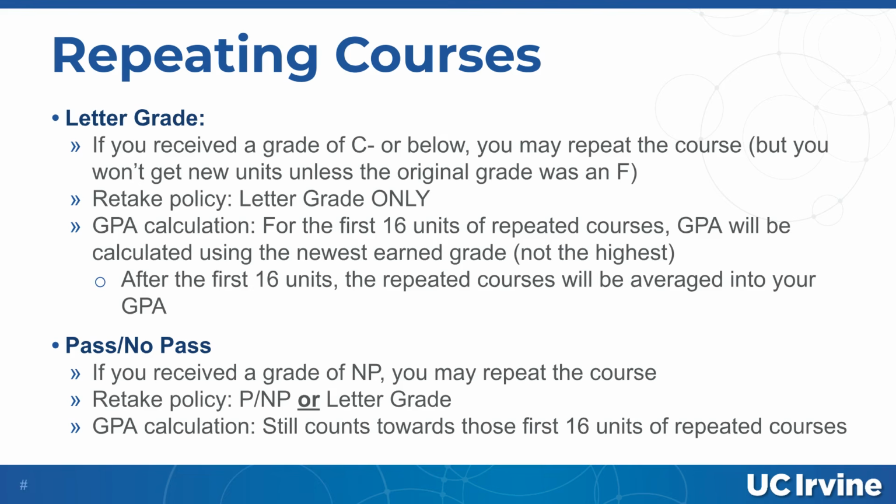Finally, we will address repeating courses taken on a pass/no pass basis. If you receive a no pass, you are eligible to retake the course, and may choose to do so for either a letter grade or on a pass/no pass basis. Please keep in mind that pass/no pass repeated courses also count toward the first 16-unit GPA recalculation policy. That rule applies to the first 16 units of repeated courses in total, including both those taken for a letter grade and those taken on a pass/no pass basis.